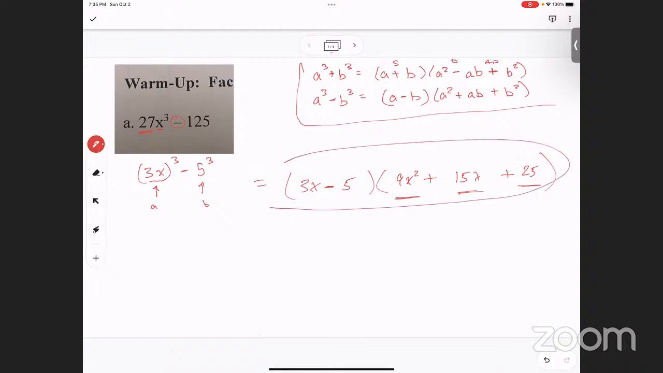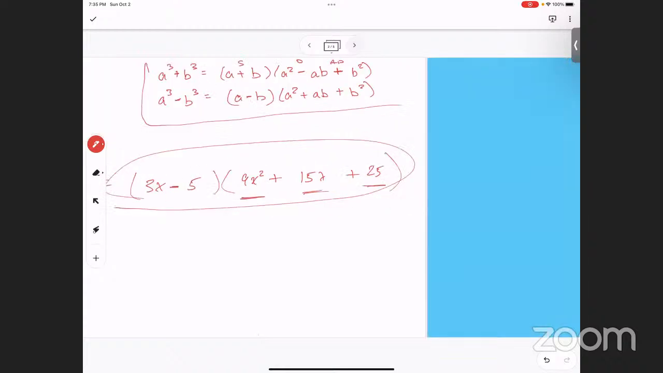Okay, so that's called sum or difference of perfect cubes. That's one of those special factoring rules, special products, that you see a lot, and it's just good to have that memorized. So remember that one.